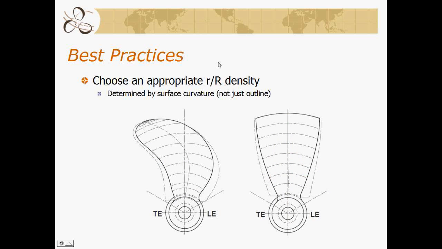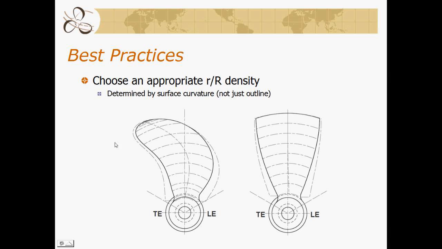The other very important thing for Scan Converter is to choose an appropriate R over R distribution. Wherever there is curvature, whether it's the leading and trailing edges, or maybe a fin at the tip of the propeller, or perhaps just a very bizarre rake distribution at the tip, you will need to increase the density of your radial positions as you have curvature in the surface, at least if you want to resolve that.